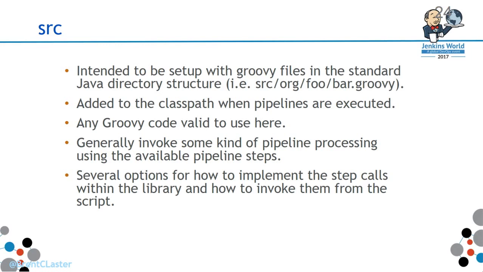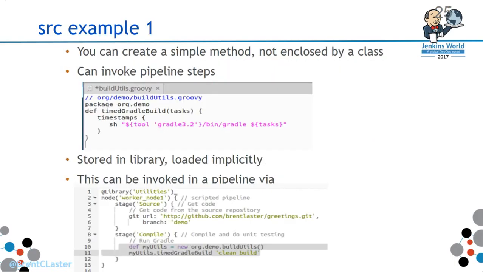So let me talk a little more about the source area. This is intended to be set up with Groovy files in the standard Java directory structure, such as src, org, foo, whatever the file name might be. It gets added to the classpath when the pipelines are executed. You can use any kind of valid Groovy code. It generally invokes some kind of pipeline processing. And there are several different options I'll show you in a moment for how to implement the calls within the library and how to invoke them from the script. So lots of different ways to do some of these things.